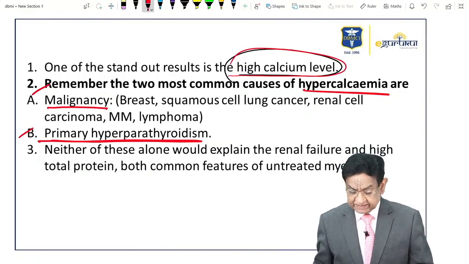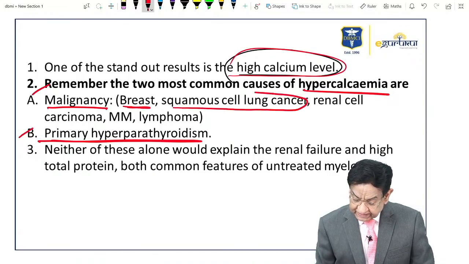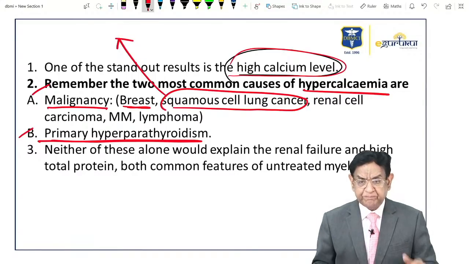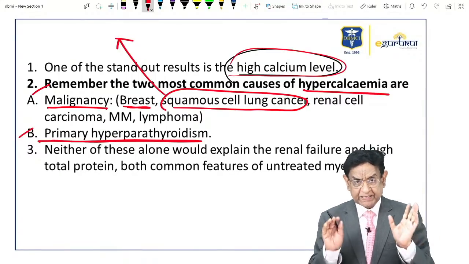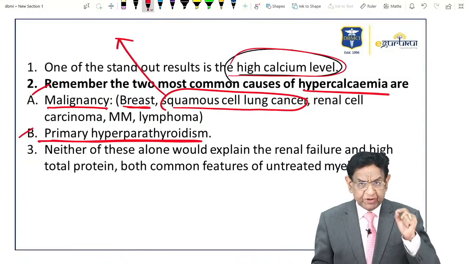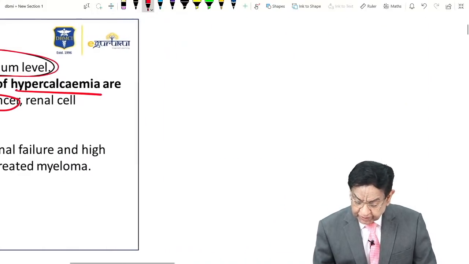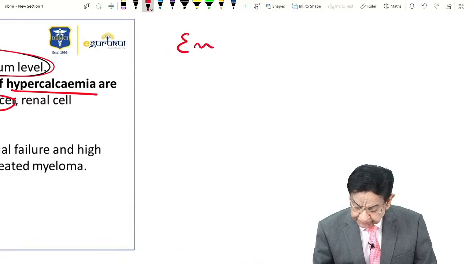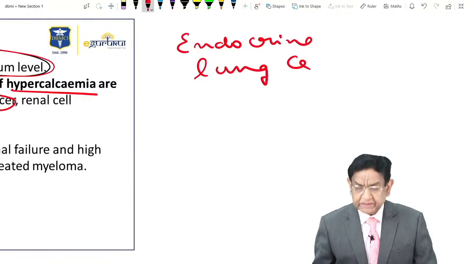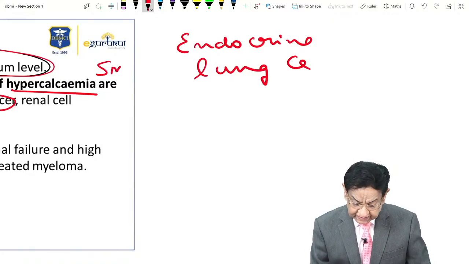Now I said malignancy. In malignancy, breast cancer, squamous cell lung cancer. It itself is a universal question. Why is it so important? It needs a discussion, so we spend some time. We know very well in lung cancer, a lot of endocrine manifestations are there. All these endocrine features which occur in lung cancer, they occur in small cell lung cancer.